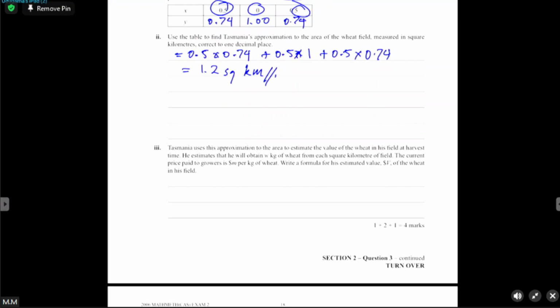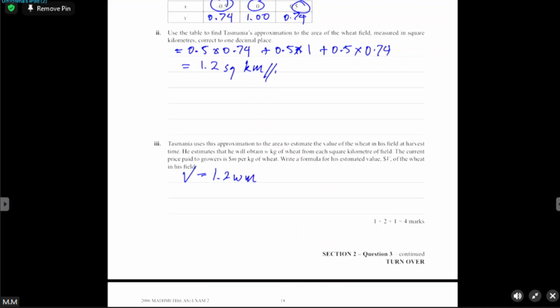Here it's just simple math, honestly, I don't even know how to explain it. 1.2 times w times m. It's basically just, yeah, it's literally just that.